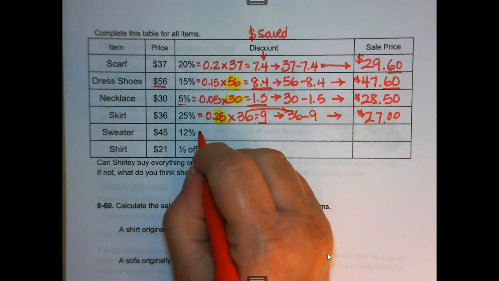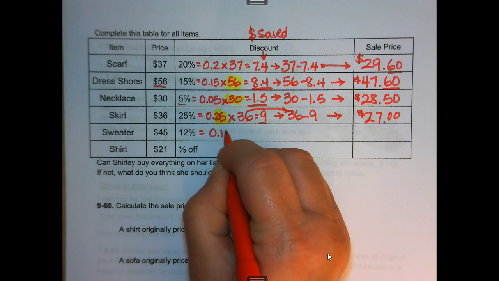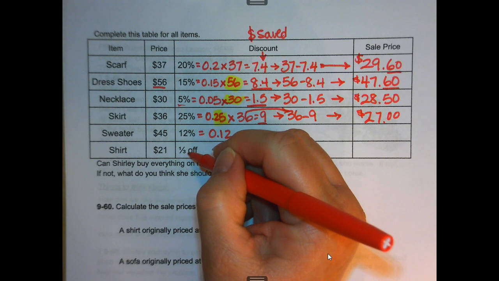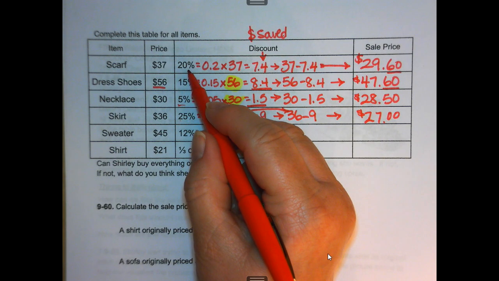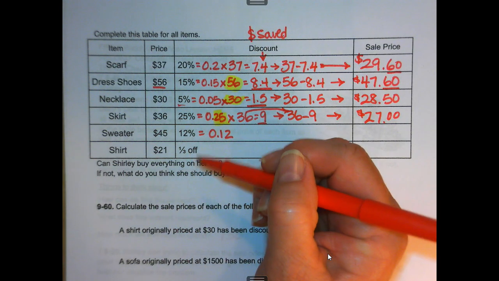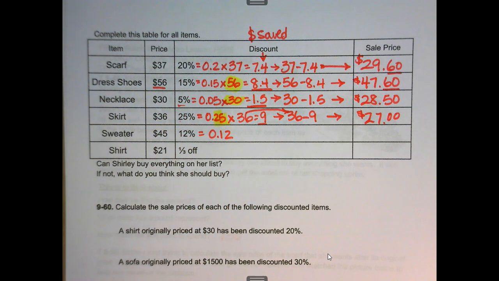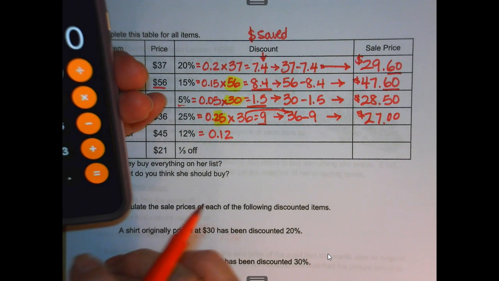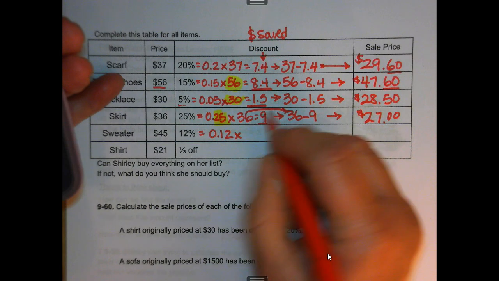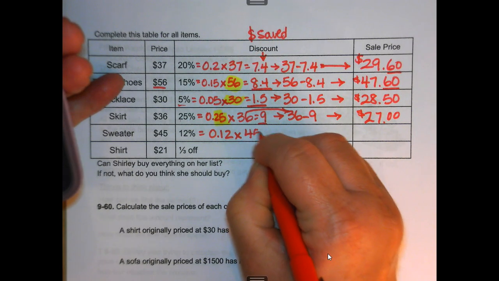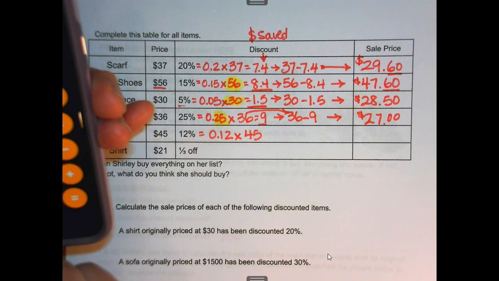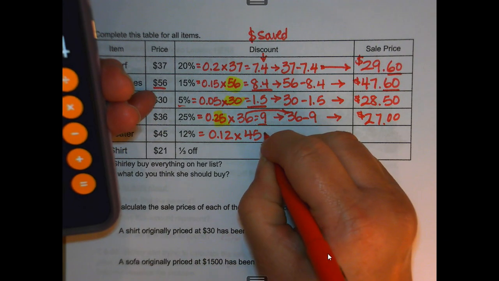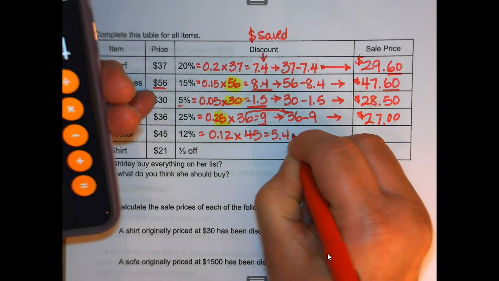Next one, I'm going to go ahead and rewrite that percent. Remember, the technical math way of doing this is we take our percent number divided by 100, and that turns it into the decimal for me. We've done this since probably sometime in the middle of September. So now we're going to be multiplying 12 hundredths times 45, and we get 5 and 4 tenths.